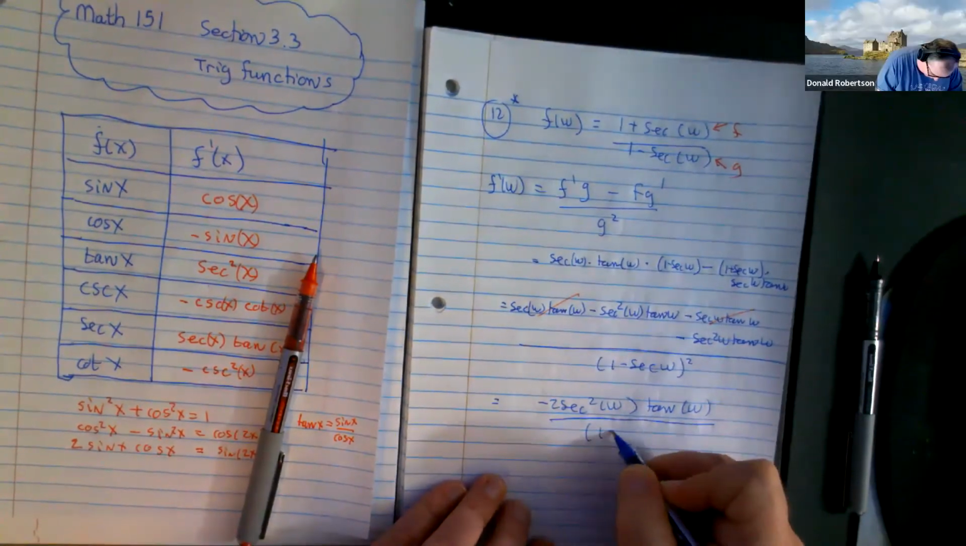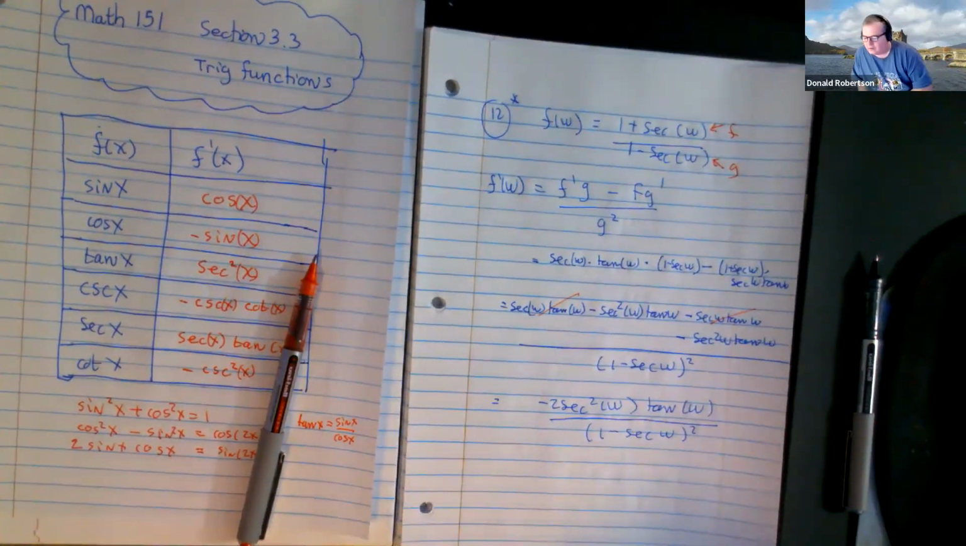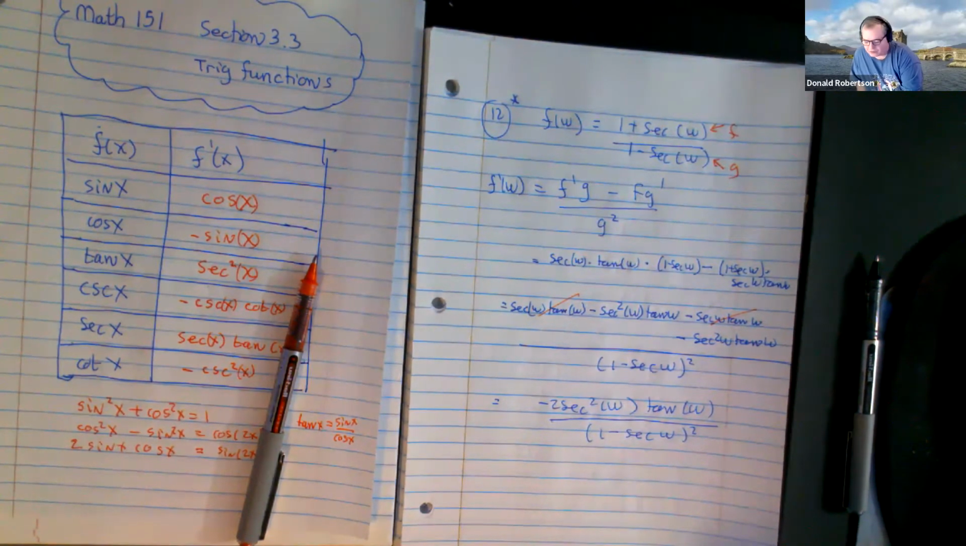You can think of them as X's and Y's if it helps. Secants and tans and whatever they happen to be, think of them as X's and Y's. Now, in this particular case, that's as good as it's going to get. So you're finished.